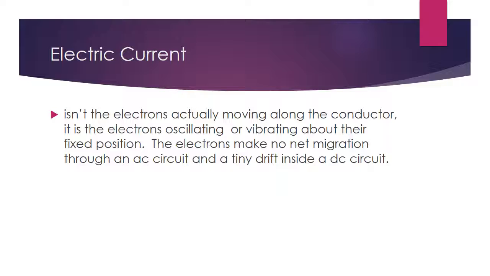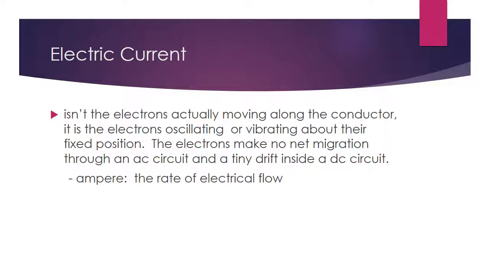Now, especially in an AC current, we'll get to that, electrons don't really move from place to place. There's no net migration. Inside a DC circuit, you might have a little bit of movement, but even then, it's still going to be the electrical fields that are causing the current to flow. It's like they're passing the charge from one to the next.